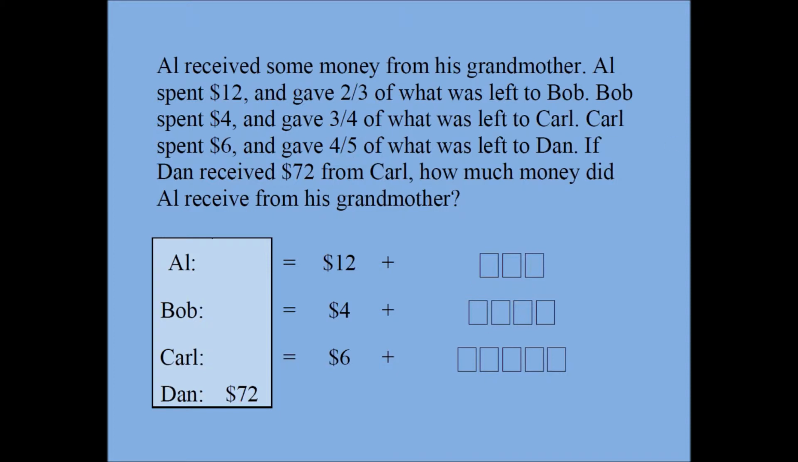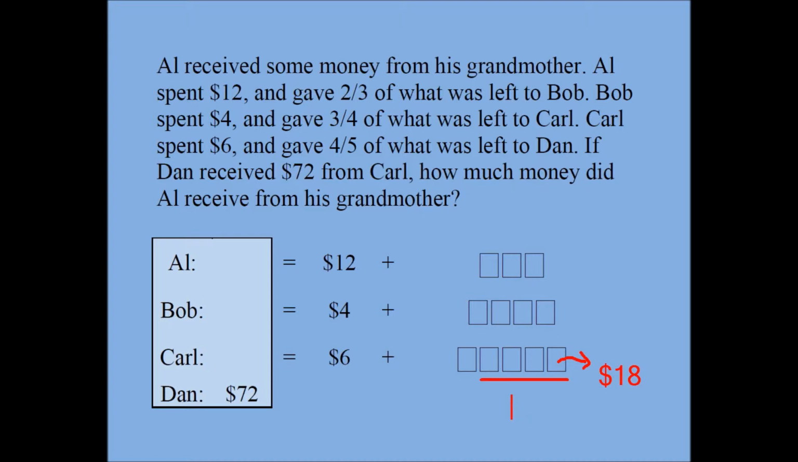So let's see if we can solve this problem visually working backwards. Note, Carl spent $6 and gave 4/5 of the money to Dan. So this is what Dan received, 4/5 of what was left. Now if 4 chunks together represent 72, each chunk must represent $18. You do want to get this. This is challenging. Why? Because these 4 chunks together must represent $72.